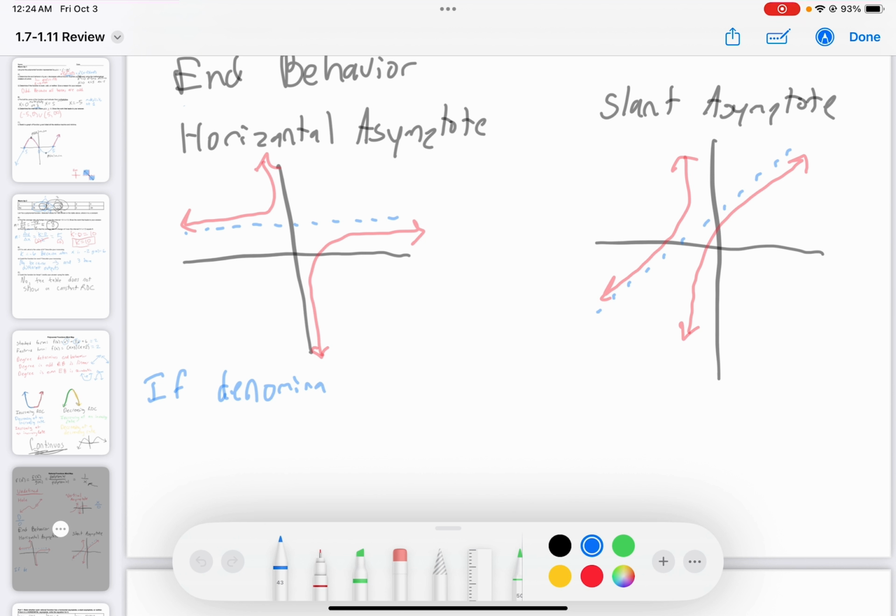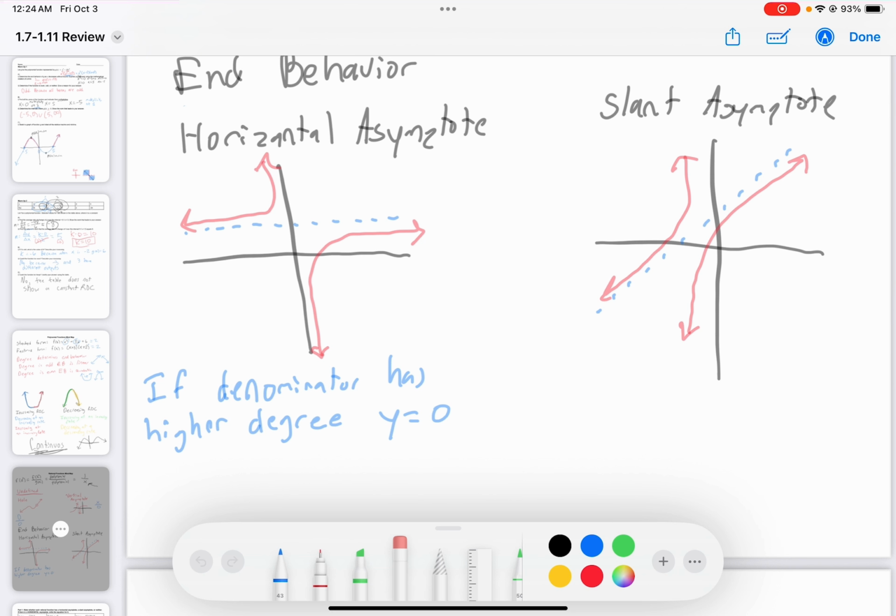If the denominator has higher degree, I'll always get a horizontal asymptote at y equals 0. Every single time. So an example of that would be x over x squared. Right? I have a higher degree in the denominator. I'll always get a horizontal asymptote at y equals 0.